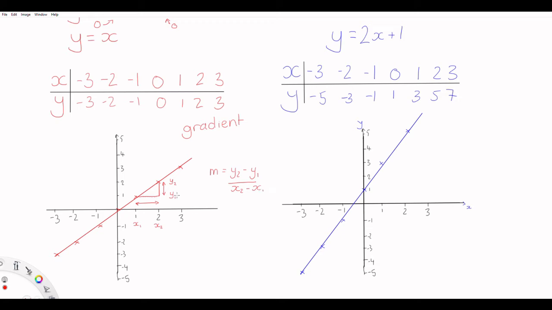So if we were to do it for this graph, our point on the y here is 2. So m equals 2 minus, then we look at our second point, the y is 1, divided by the same for x, so x2 is 2, and x1 is 1. If we do the maths, we get 2 minus 1 over 2 minus 1, so that's 1 over 1 equals 1. So our gradient is 1, and visually we just said that. For every 1 it goes across in the x direction, it goes up 1 on the y.